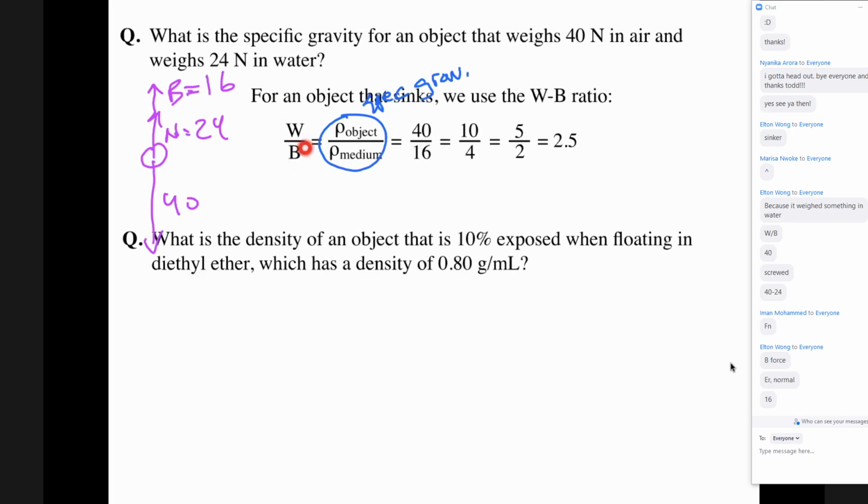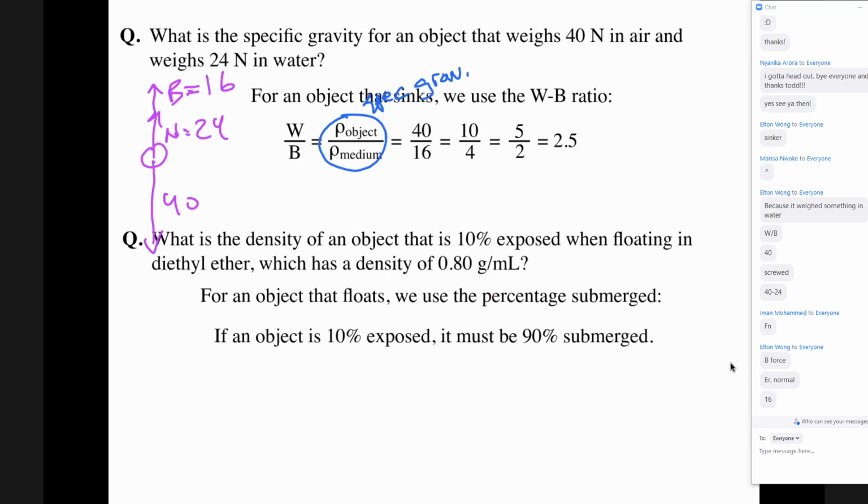So for a sinker, weight to buoyant force equals relative density, but for something that's floating, the percent submerged, the volume of the submerged divided by the volume of the object, equals the relative densities. If it's 10% exposed, it's 90% submerged. In this case, I do need to solve for density. Percent submerged is 0.9, 90%, equals density of the object over 0.8. Multiply each side by 0.8.